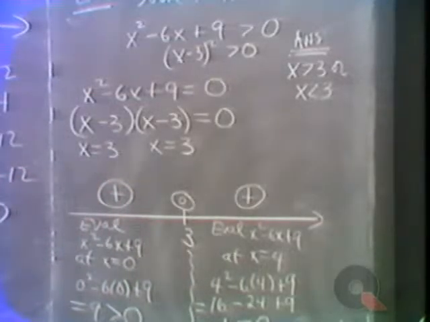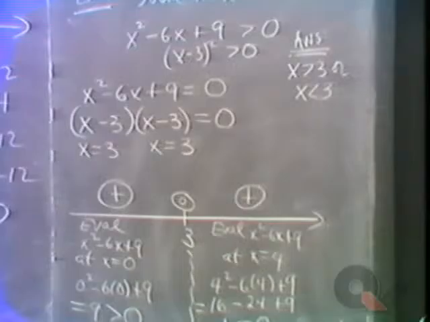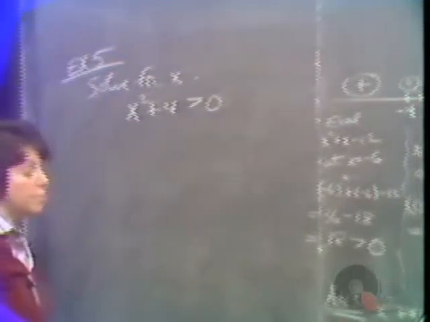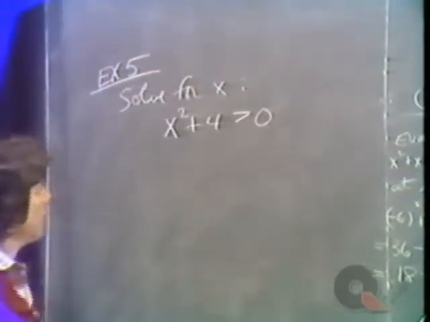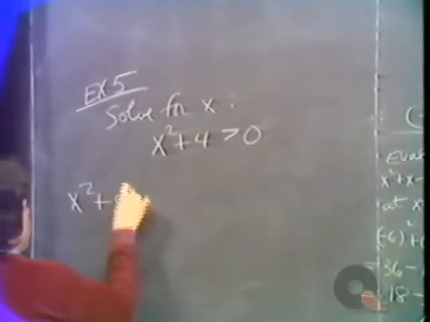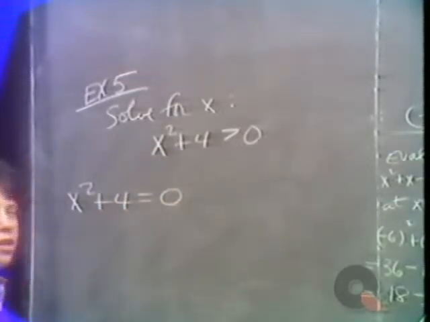And for our last example, I want to do the following. Example 5. Solve for x: x squared plus 4 greater than 0. As always, we start the same way. We try to figure out when this takes on the value 0.